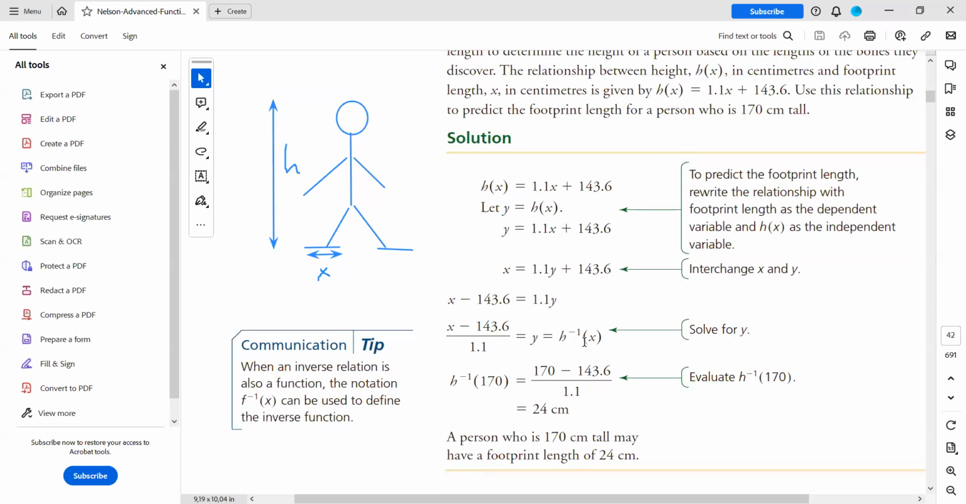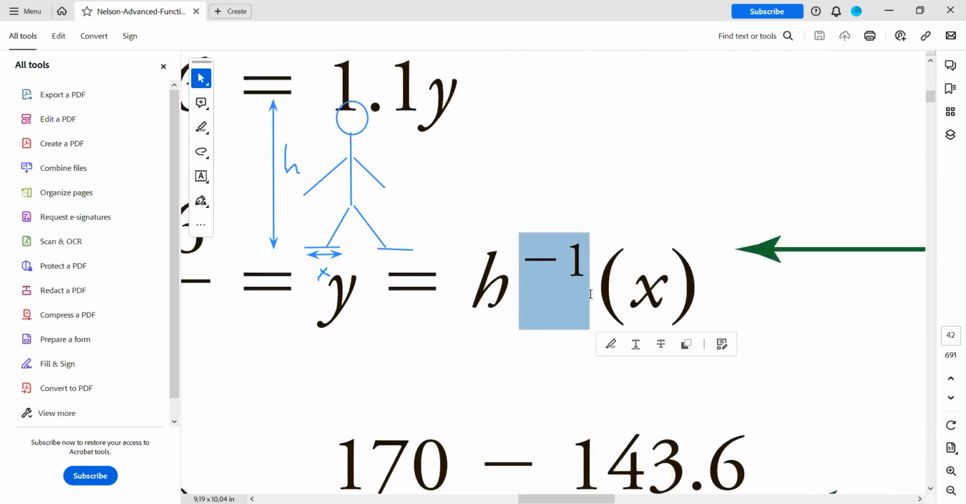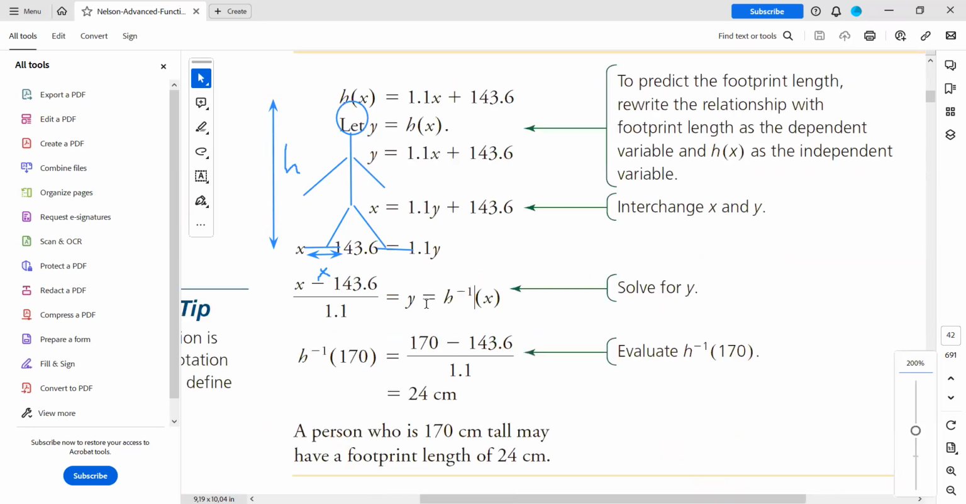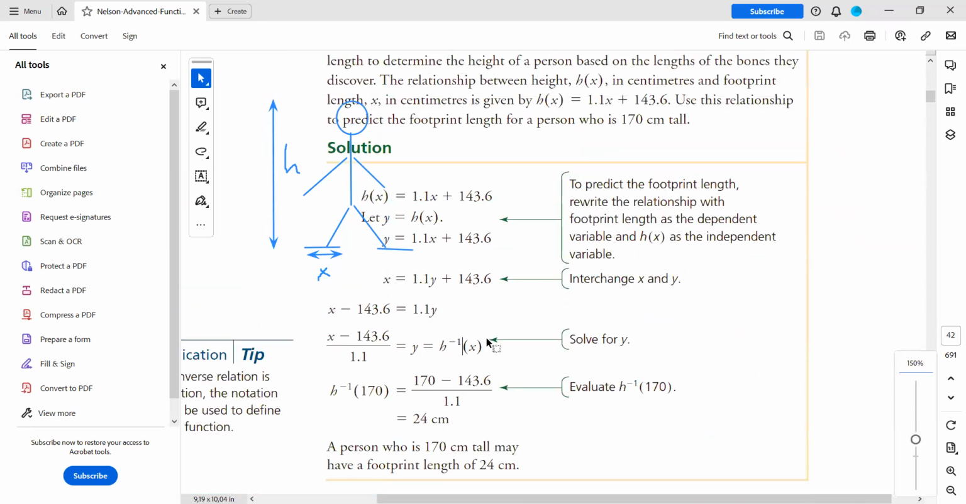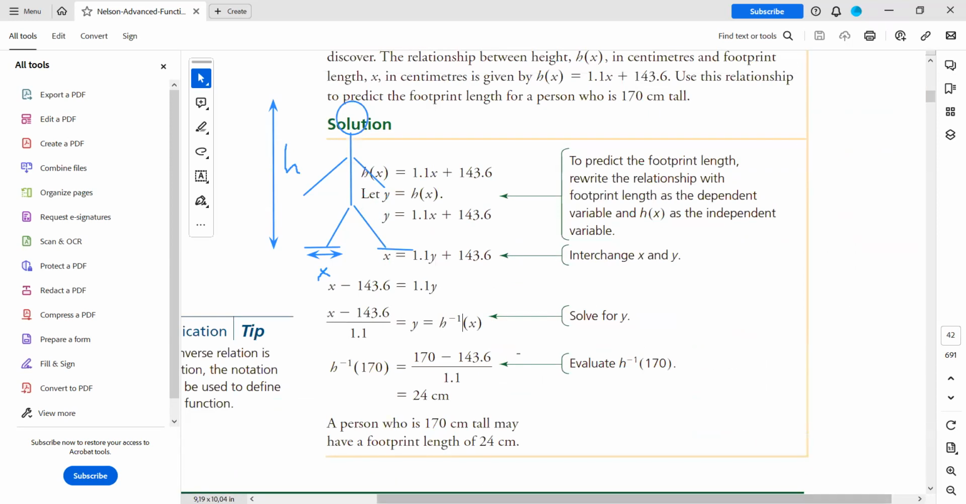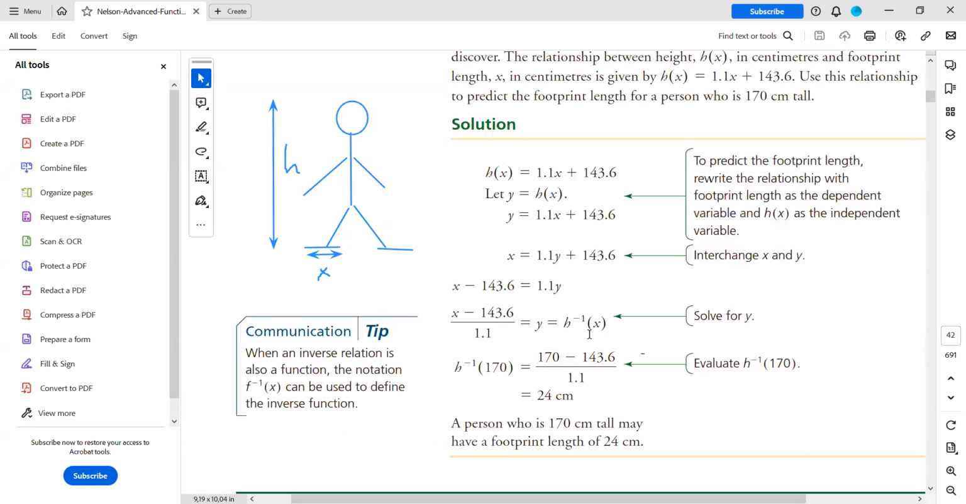Remember, if you see something like h or f or any other function to the power -1, it means that this is the inverse of your parent function. It doesn't mean that you raised the function to the power -1. It means that you took the inverse of your function.